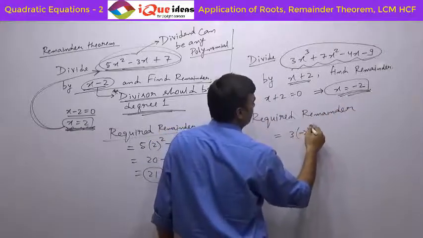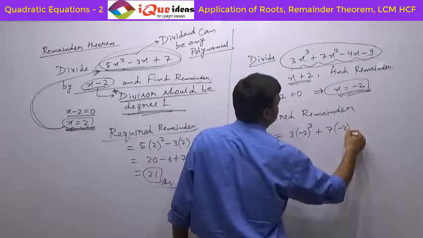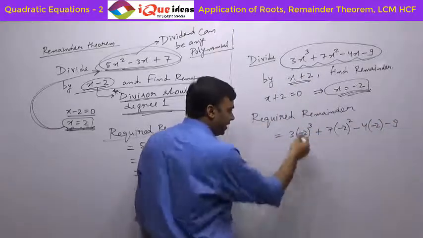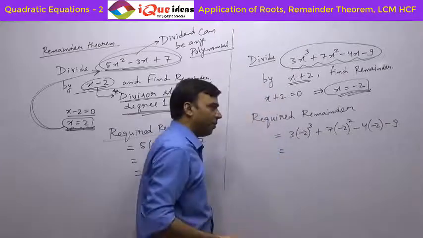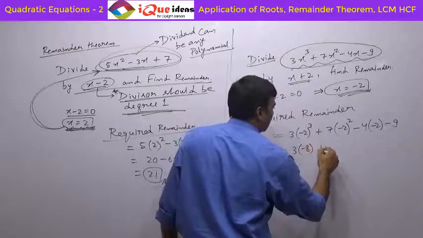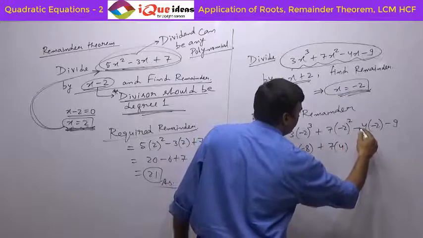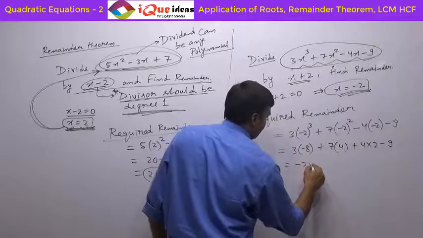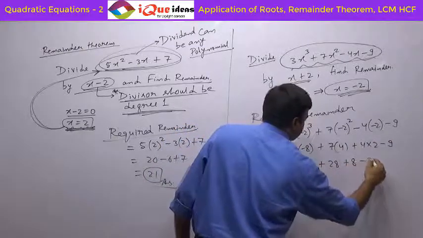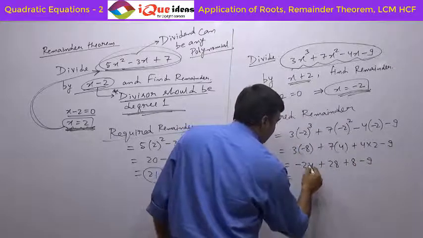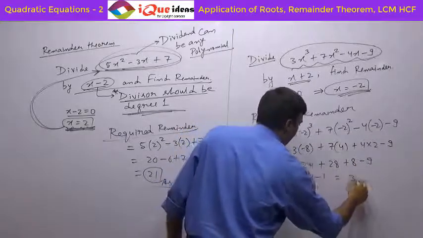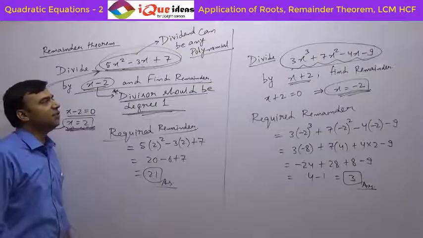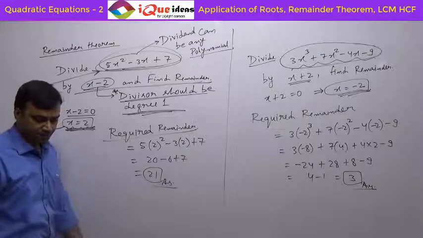So the required remainder is equal to 3 into minus 2 cube plus 7 into minus 2 square minus 4 into minus 2 minus 9. Right? Now if you simplify, now the calculation has to be done properly. So it is 3 into minus 8 plus 7 into 4 plus it will be minus into minus plus, so 4 into 2 minus 9. So simplify this, it is minus 24 plus 28 plus 8 minus 9. Right? So this gives us 28 minus 24 is 4, 8 minus 9 is minus 1, so it is 3. So the final answer of the question in this case is 3. Right? So this was a very, very good situation. Let's take a couple of more questions.